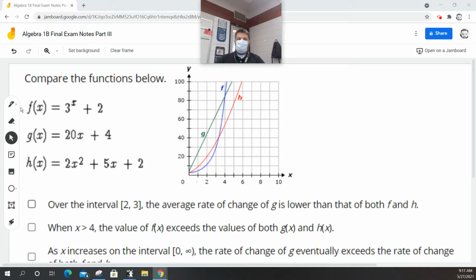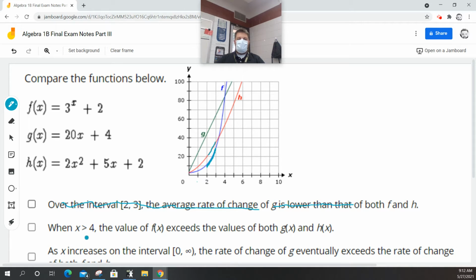So I'm going to say that's not true because F from 2 to 3 is very steep. From here to here, this is very steep. And then H is very steep from here to here. So, and G is just steady, it's just constant. So that one I'm going to say is not true.